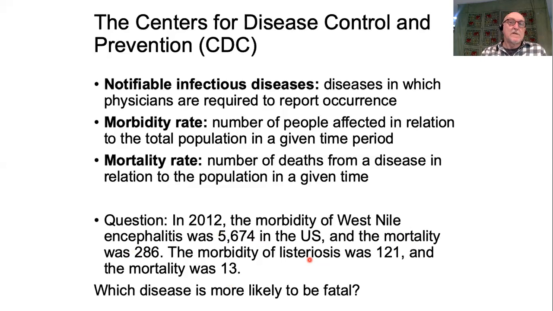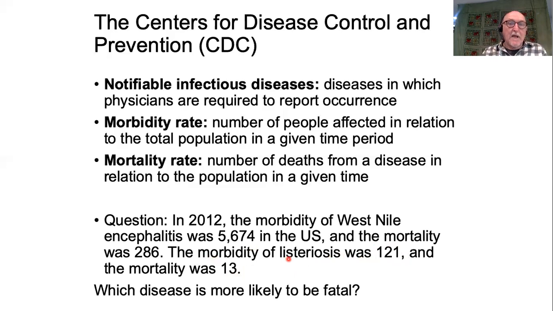And listeriosis is a bacterial disease from a bacterium called Listeria, usually acquired through food. And it's not very common these days, but it does occur. And there were 121 cases in 2012 in the United States. So it's an uncommon disease, but 13 people died. Now, just looking at that, which of these two diseases does it seem would be more likely to be fatal?